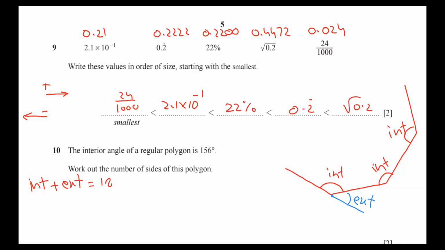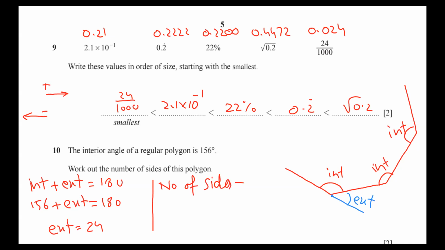You can even feel it: a straight line on a wall is 180 degrees. So the interior is 156, keep it here: 156 plus exterior equals 180. If I subtract, the exterior angle becomes 180 minus 156, which is 24. Now we have a special formula to find the number of sides: the number of sides is 360 divided by the exterior angle. The exterior angle we got is 24, so 360 by 24 gives us 15 sides.